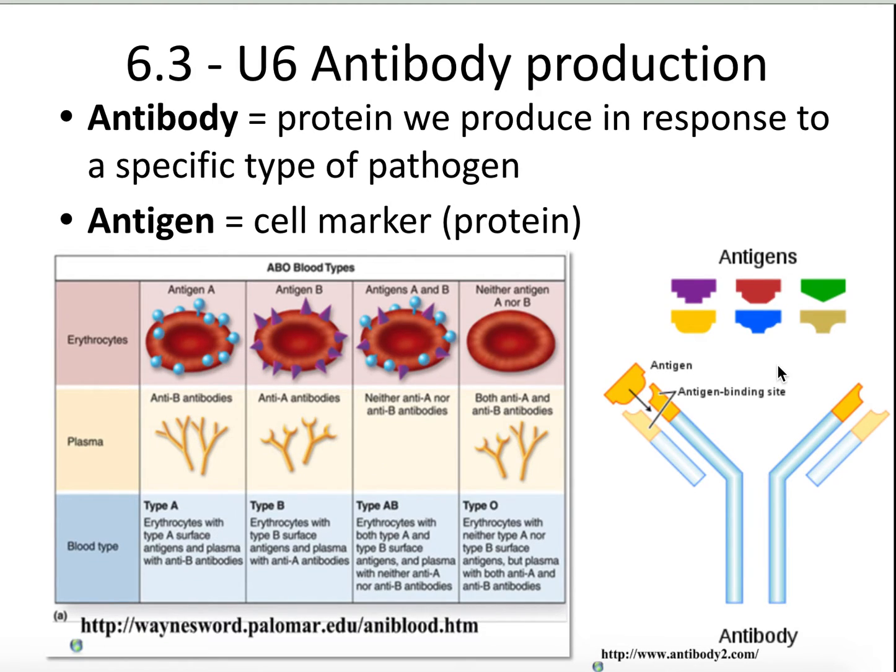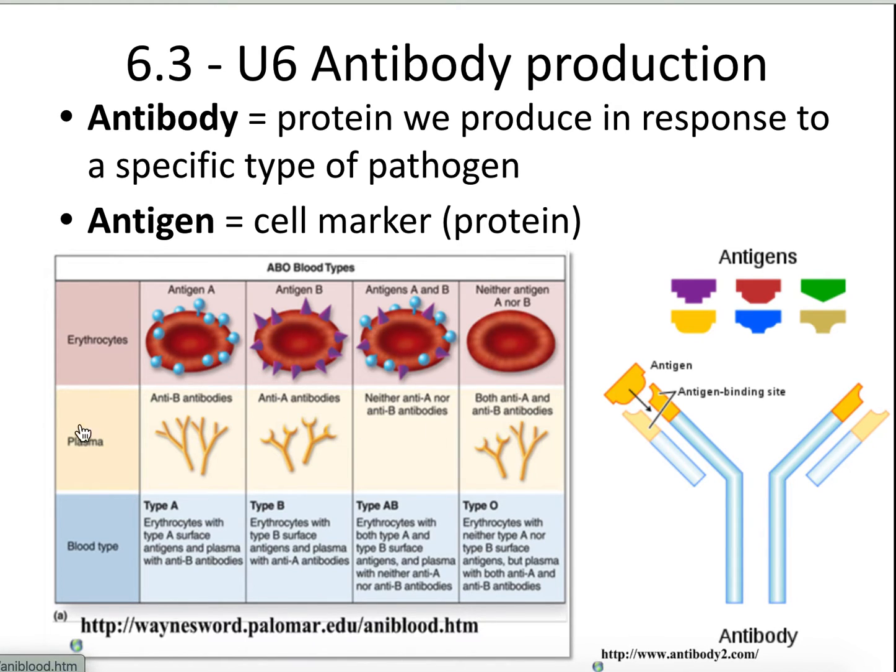After that occurs, the body goes into a process of trying to make antibody production. This process is to help remember if this invader or this pathogen ever comes back and be able to attack it faster. So an antibody is a protein we produce in response to a specific type of pathogen. And the antigen is a cell marker or protein. So the antibodies, it's kind of like a puzzle piece. The antibody is going to have the correct shape to fit to this antigen that came from the pathogen.